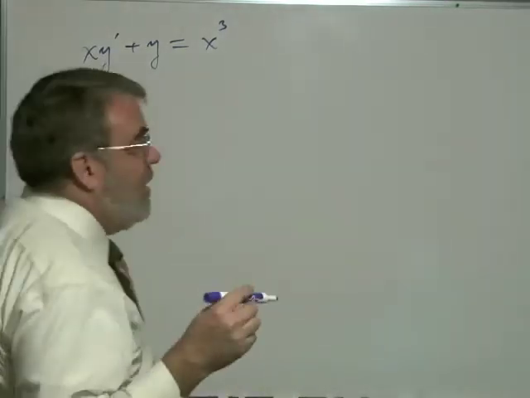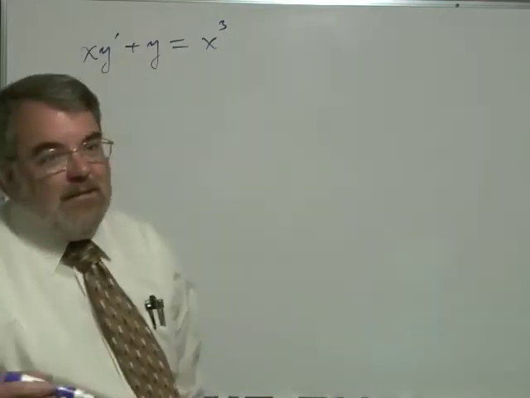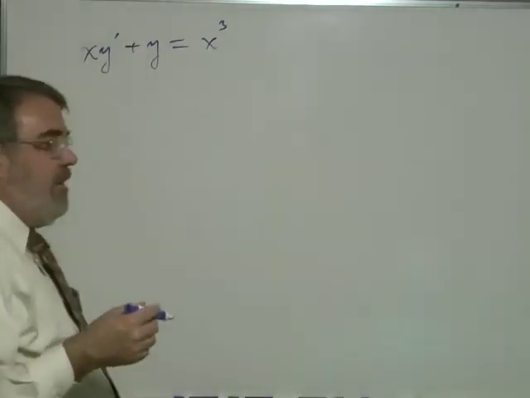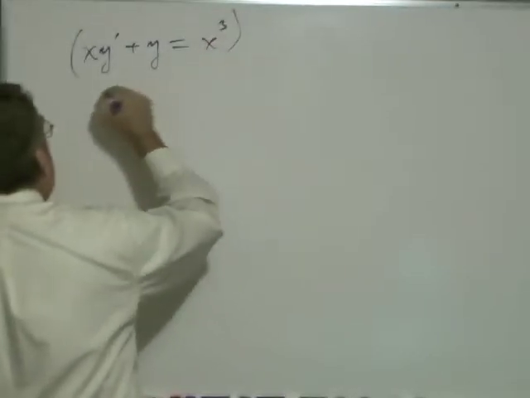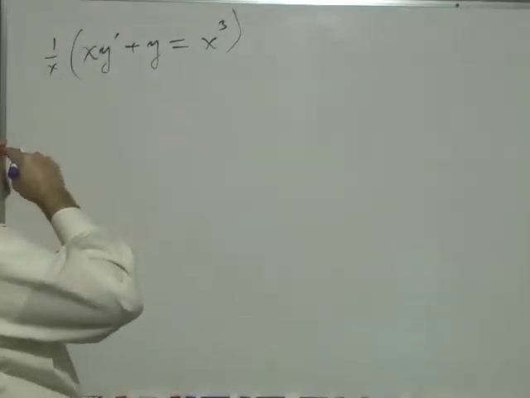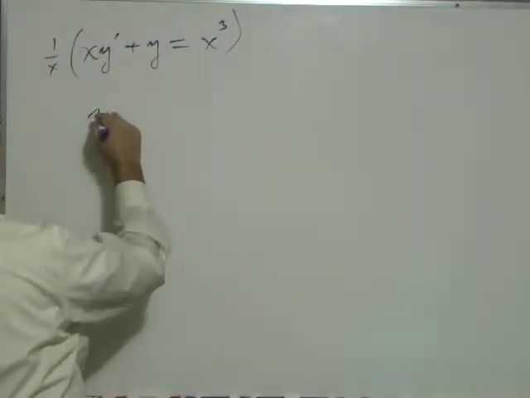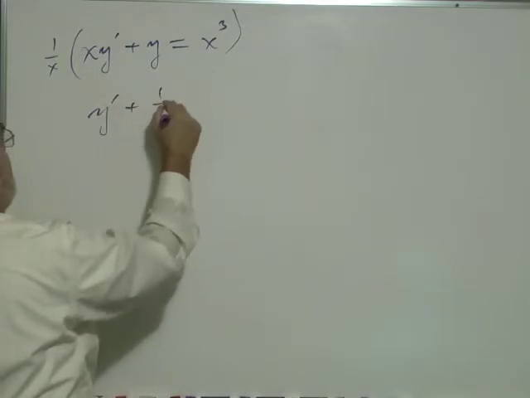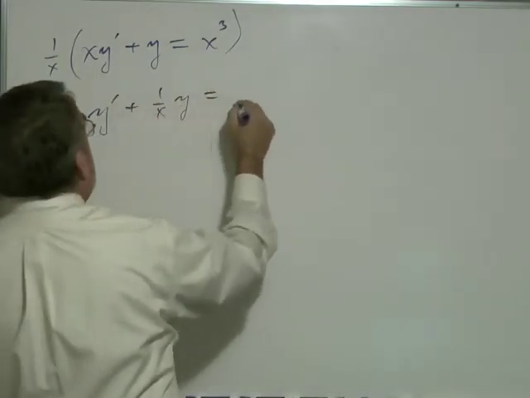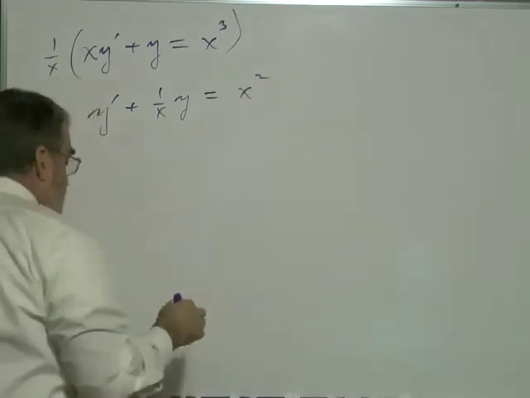Now, this is not in the format that we need in order to do the integrating factor. So what I need is y prime by itself. So I'm going to divide everything by x, or multiply by 1 over x. And that will give us y prime plus 1 over x y equals x squared.